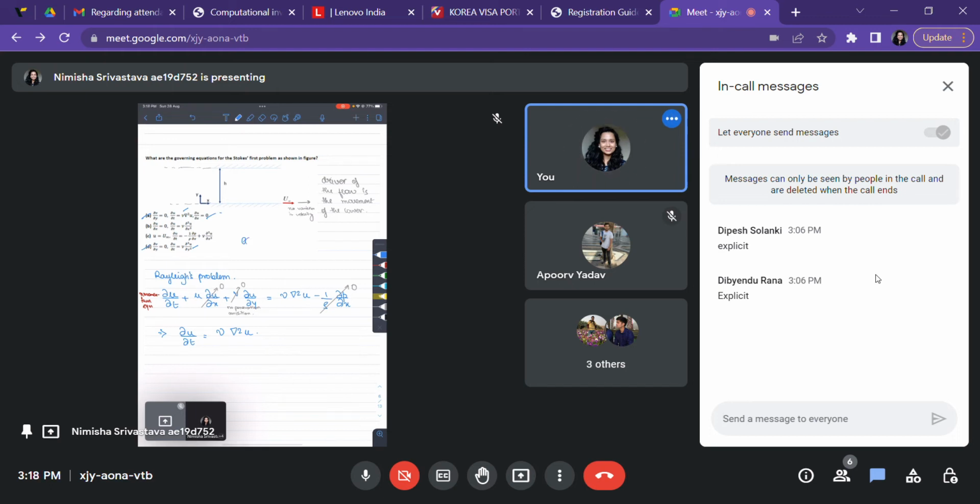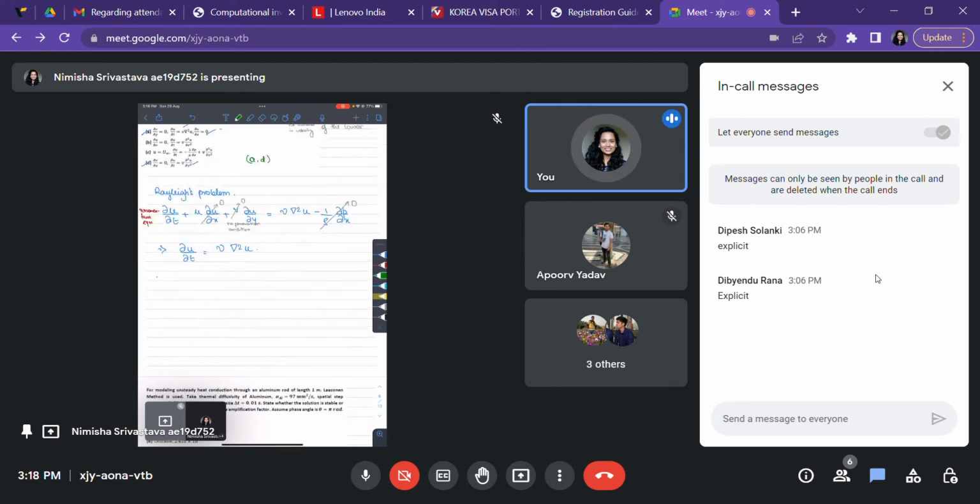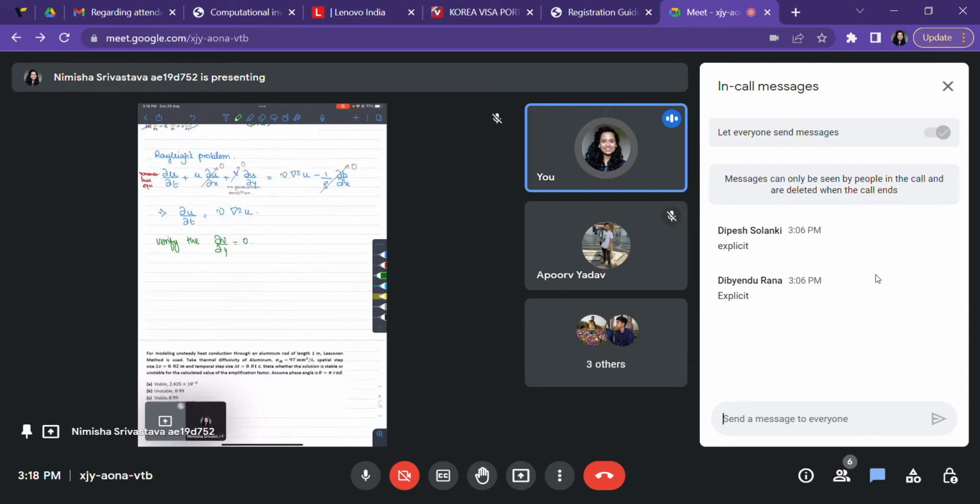Okay, just verify that it is equal to 0. You can do it simply by writing the y momentum equation and having a similar treatment to that.